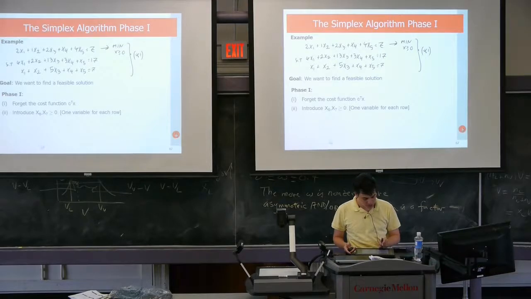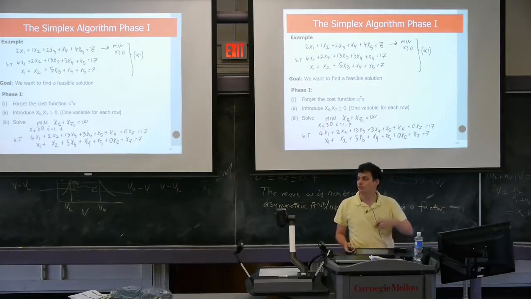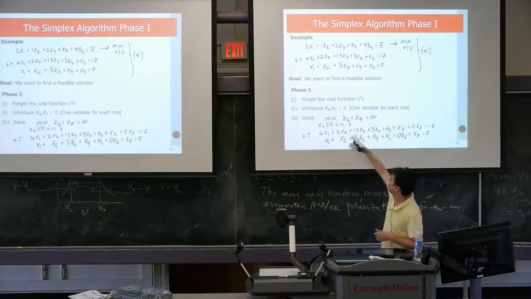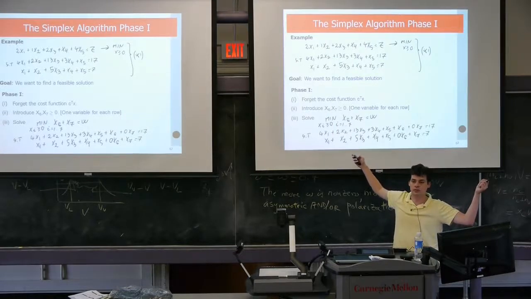You introduce x6 and x7 slack variables, so you introduce an extra variable for each row. And then you solve this system where your new cost function is x6 plus x7, and you have these original constraints. In this system, if x6 and x7 are all zeros, then you will have a feasible solution. And why do you do this? Because it's very easy to rewrite this new system to a canonical form where you can run the phase 2 algorithm.